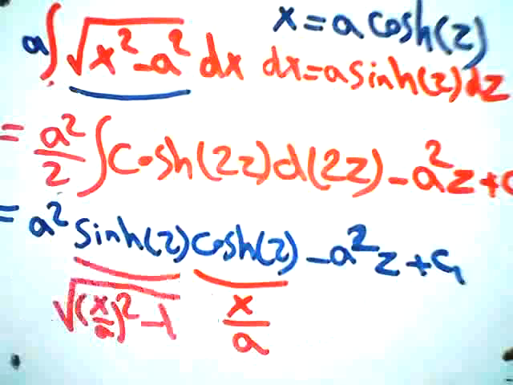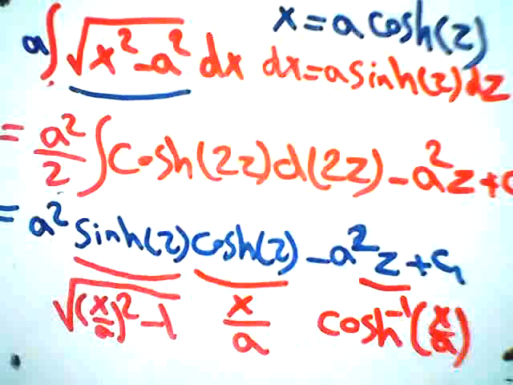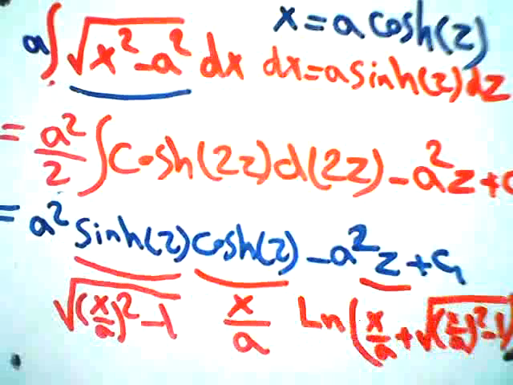As I said before, we work with the positive values of z. Okay, and z from here would be equal to the inverse function of cosine hyperbolic of x over a, which was equal to ln of this. Okay, it's done. Thank you.